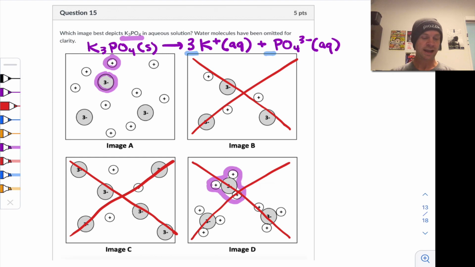In fact, image A is the appropriate image here. Ionic compounds do dissociate, and K3PO4 is no exception to this. Ionic compounds, as a rule, when dissolved in water, do dissociate completely so that their component ions are individually surrounded by a shell of water molecules, and that is exactly what's implied in image A, where each ion is off by itself, separated from the other ions that were present in the original ionic salt.